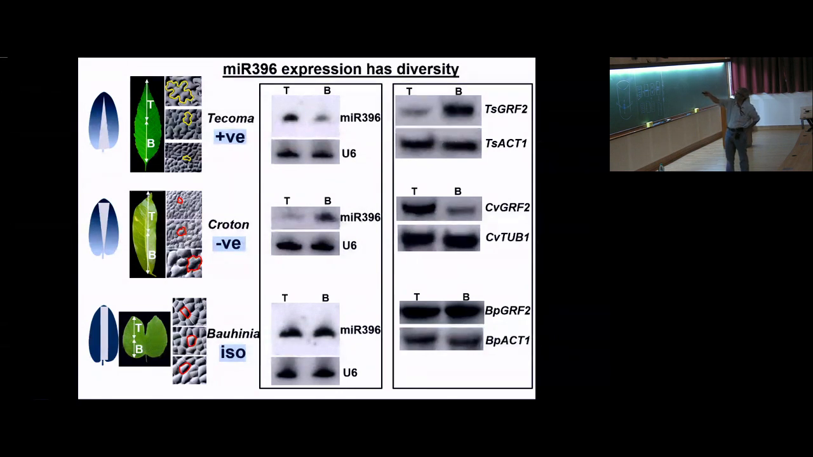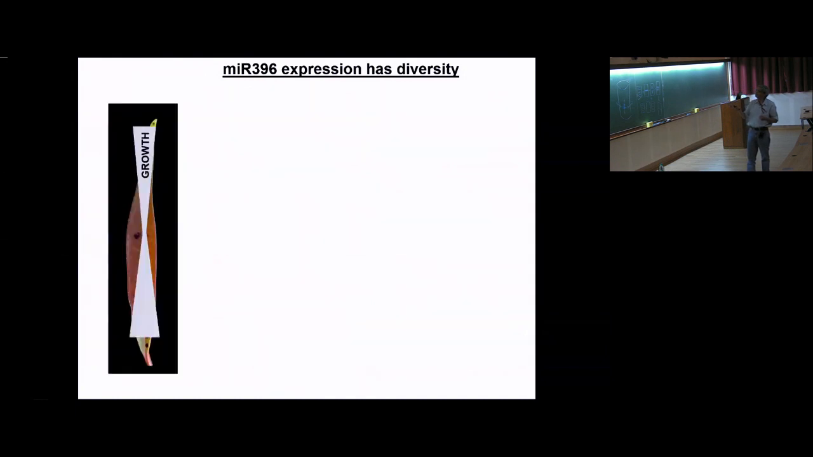So the relationship holds true, not only for the positive allometry, but for the negative allometry as well. There's less microRNA, more here, more microRNA, less here, and here it is equal distribution. And these are the loading control. Even for them also, the sequence information is not known, so we have to isolate those homologous genes. So there's a strong correlation.